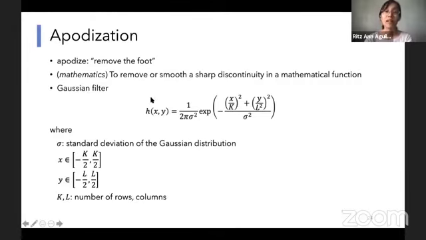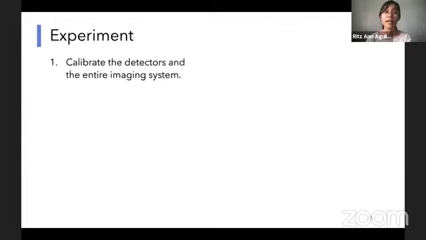It has this form here. It's a 2D Gaussian function. The sigma here is the standard deviation of the Gaussian distribution. And then you can play with this value before multiplying it with the 2D Fourier spectrum collected by the single pixel detectors.